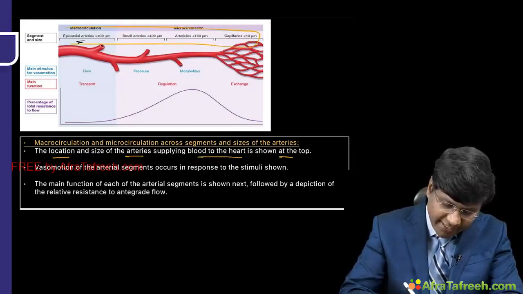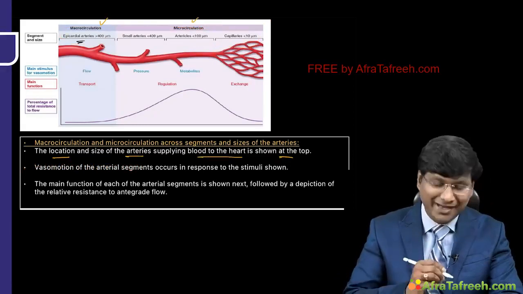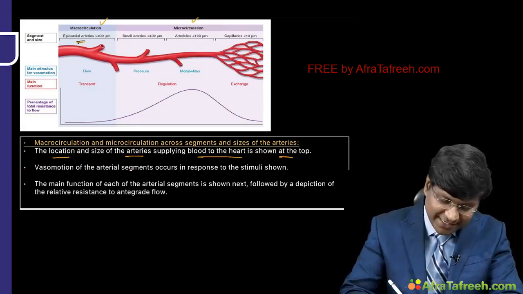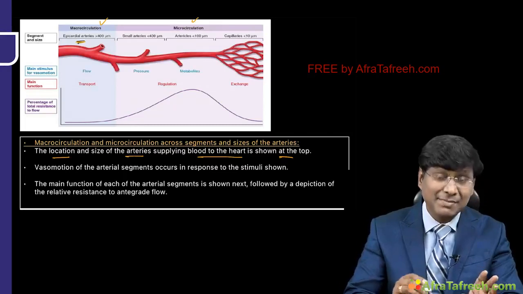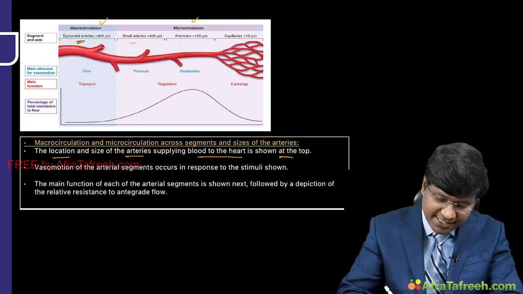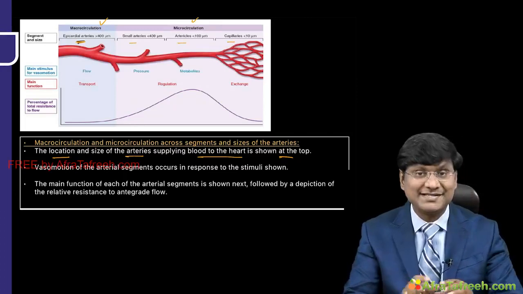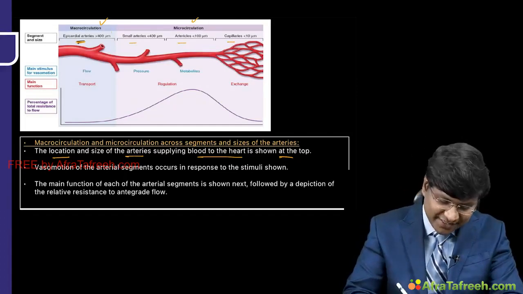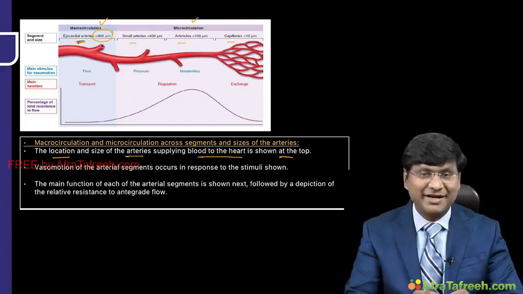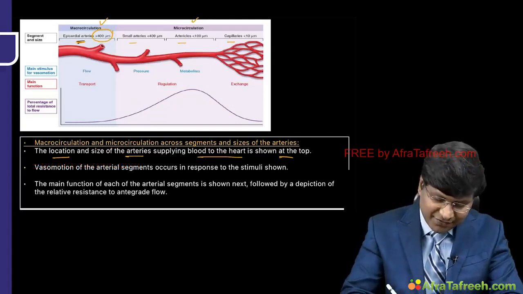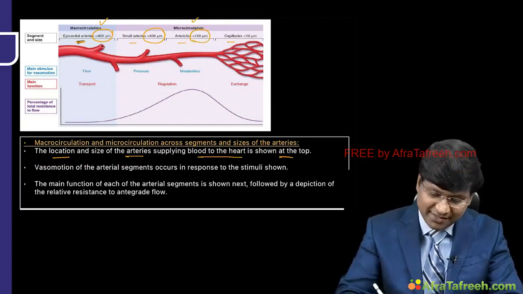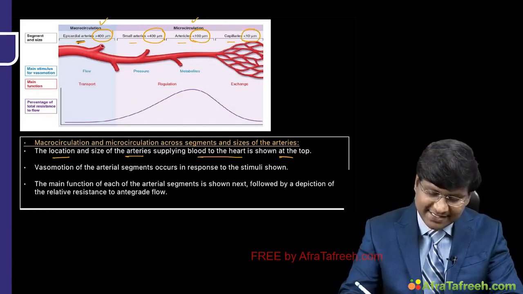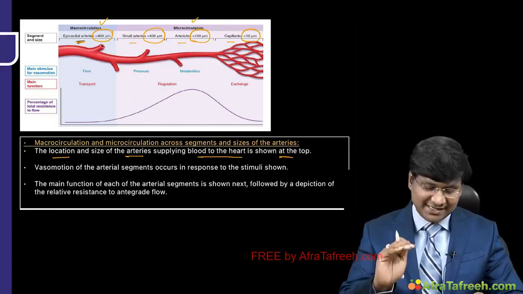Okay, so what all do we have? We have macro circulation and micro circulation. Macro circulation includes the epicardial arteries. Micro circulation includes small arteries, arterioles, as well as the capillaries. The epicardial arteries are more than 400 micrometers. The small arteries are less than 400 micrometers, arterioles less than 400 micrometers, and capillaries less than 10 microns. Okay, so these are the divisions.